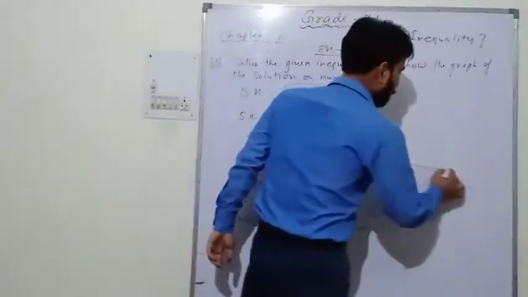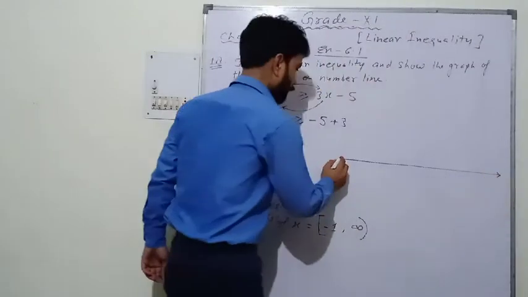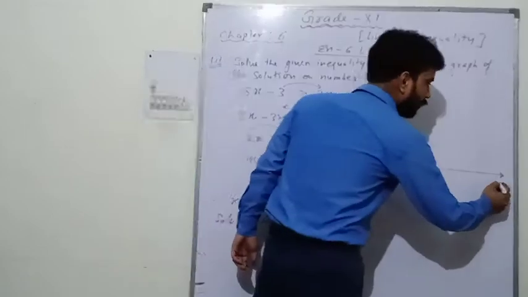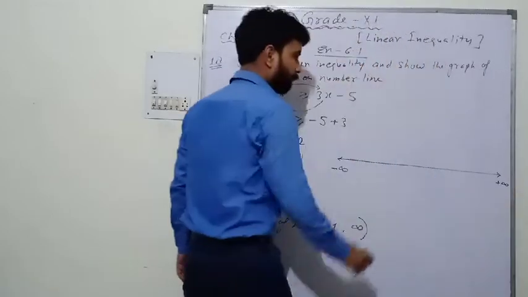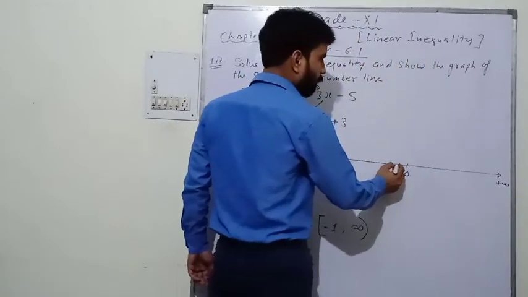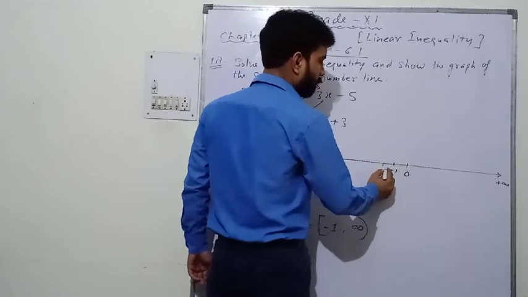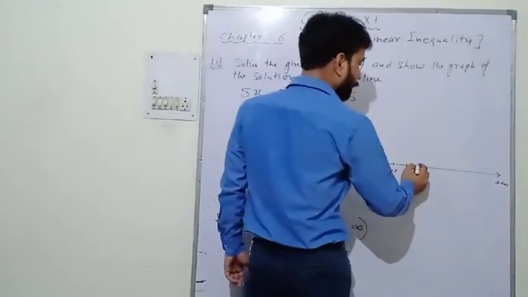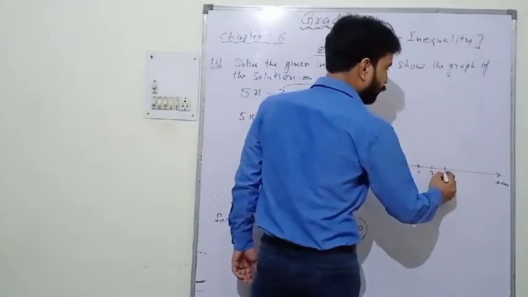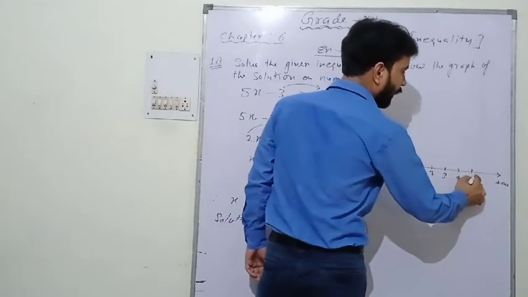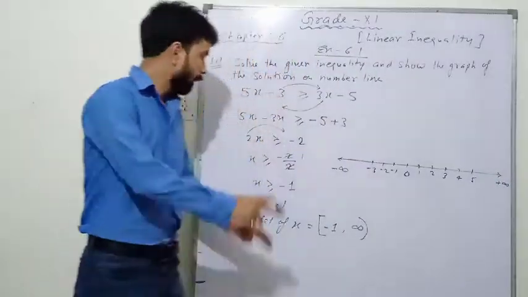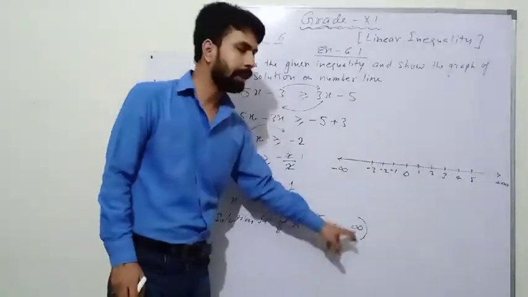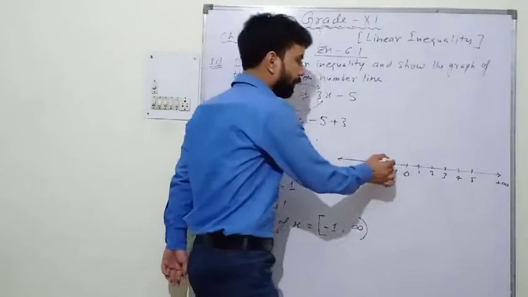So we will draw a number line. This is the real number line which starts from minus infinity to plus infinity. Here it is 0, minus 1, minus 2, minus 3, and so on to minus infinity. And here 1, 2, 3, 4, 5, and so on to plus infinity. But the solution set of x is from minus 1 to infinity, from minus 1. So where is minus 1?